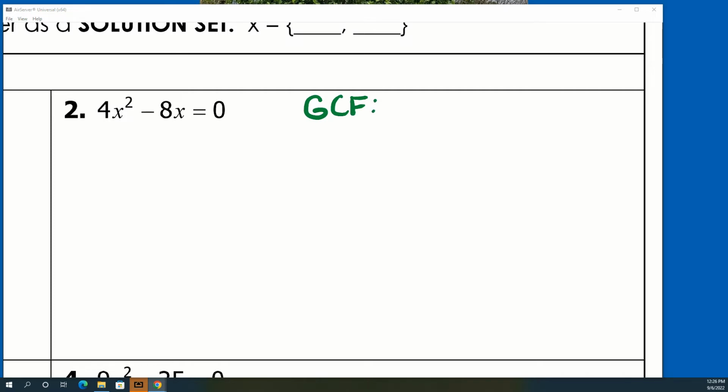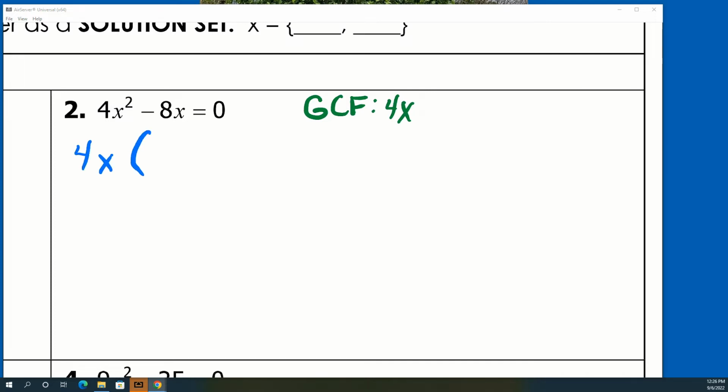And what is the greatest common factor on this? 4. And there's one other thing they have in common. Well, besides 2. What else do they both have? A 4 and an x. They both have a 4 and an x. That's your GCF. That's what we're going to factor out.